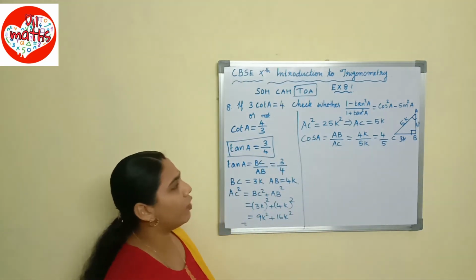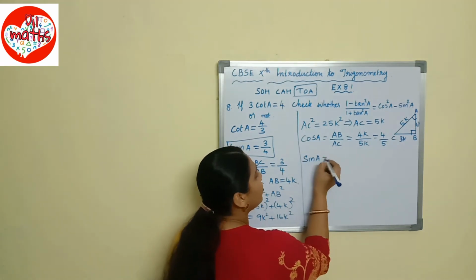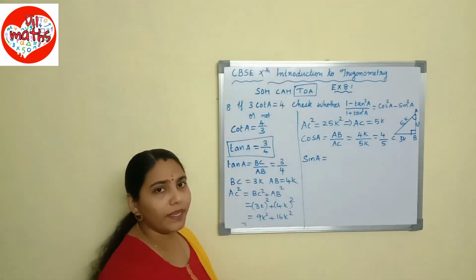Now we should find out sin A. What is sin A? By definition, sin A is equal to opposite side divided by hypotenuse.